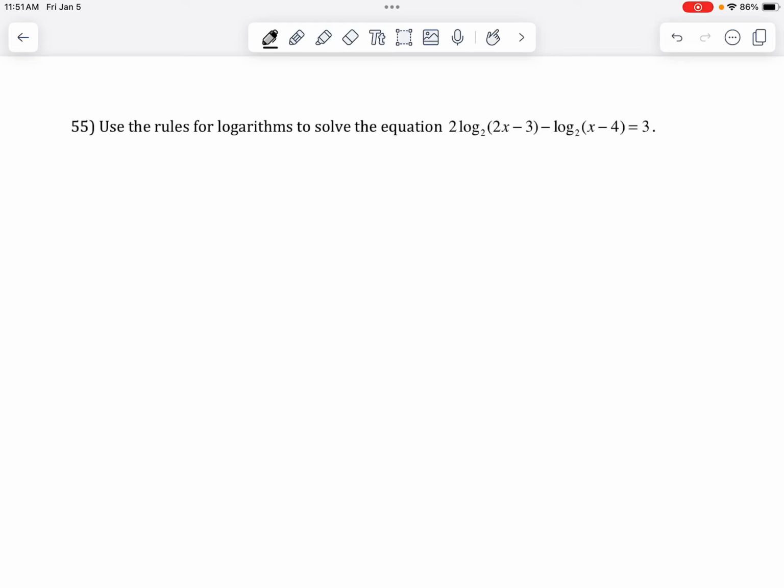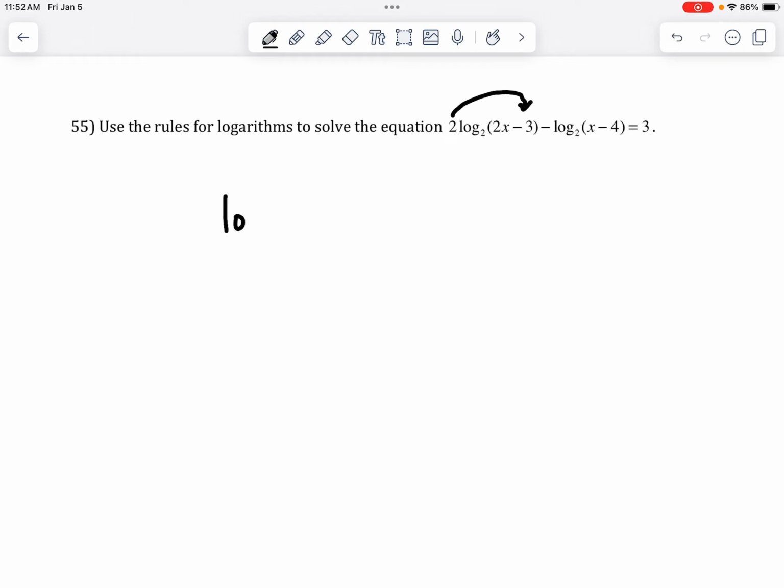Well, if you just watched podcast number 54, I showed you how you can use the rules of logarithm to have two logarithms and rewrite it as one logarithm. So that's the first thing that we're going to do. This one has subtraction, and also there's this 2 that needs to be moved up. I'm going to move the 2 first of all.